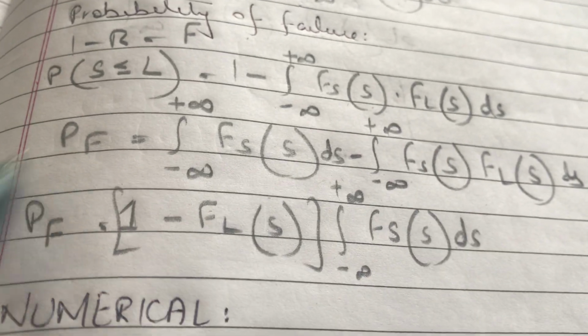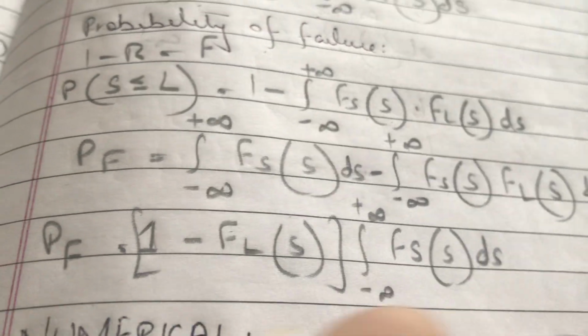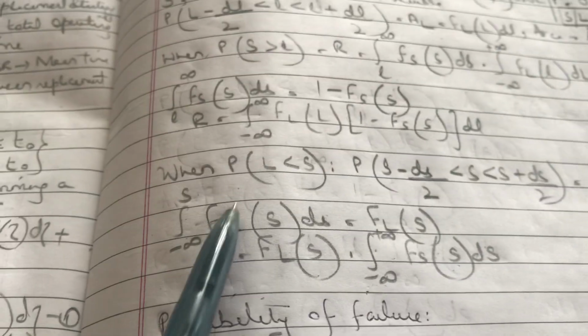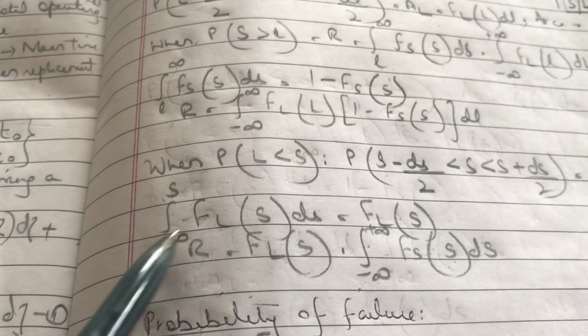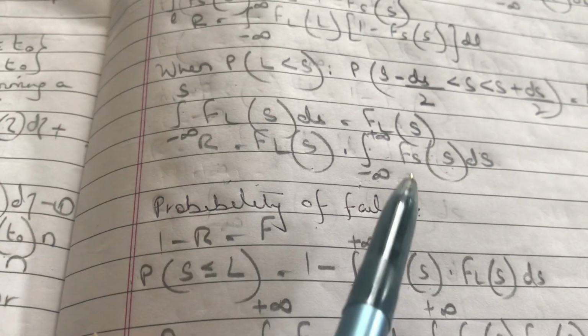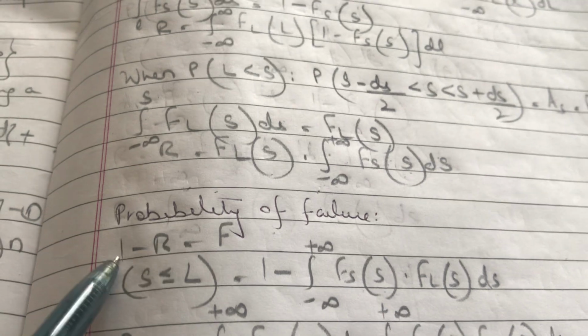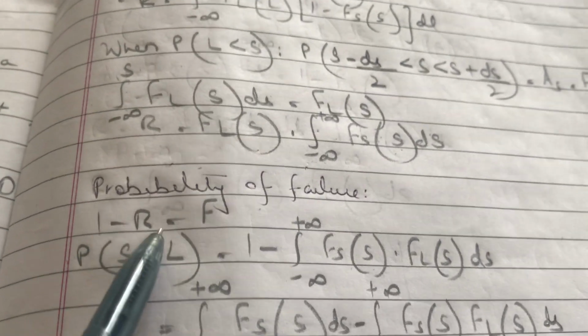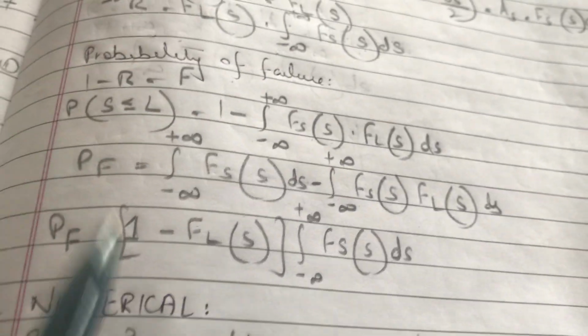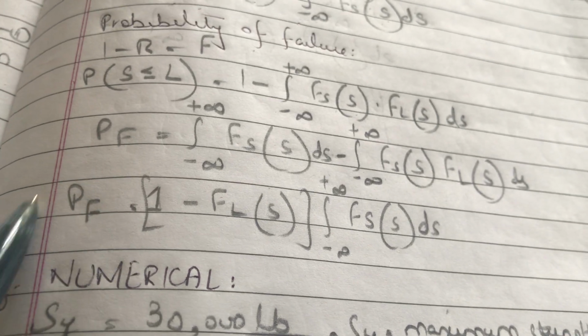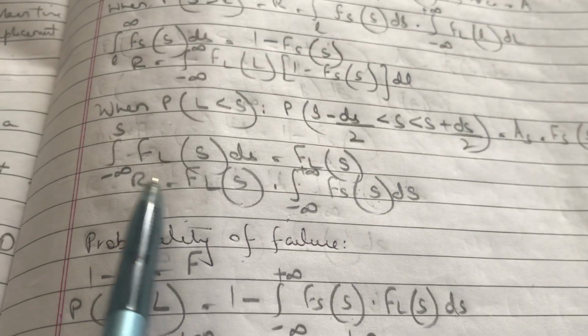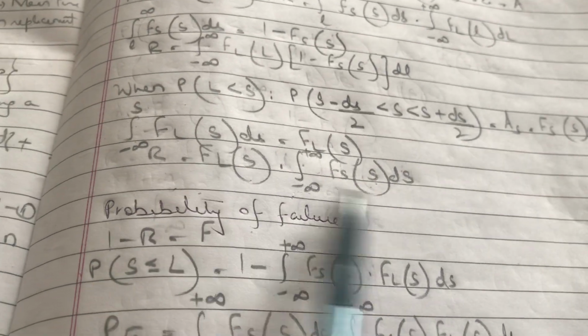So that's all. That was all for the probability of strength and load. We were talking about the reliability of strength and load, and we also talked about the probability of failure when we have a failure in our system. So that was just 1 minus R equals F, and we got the probability of failure and the reliabilities of our strength and load.